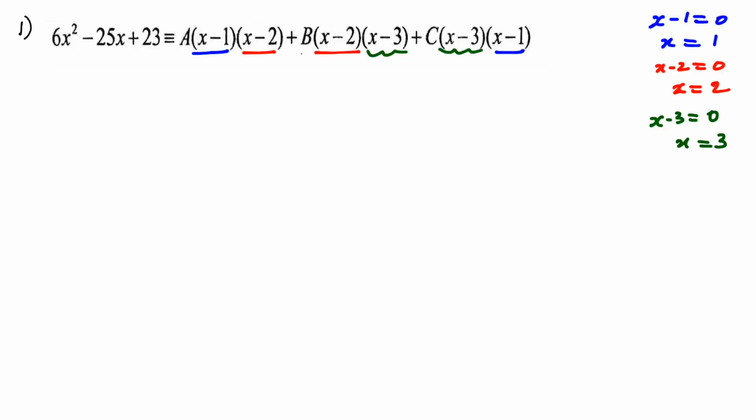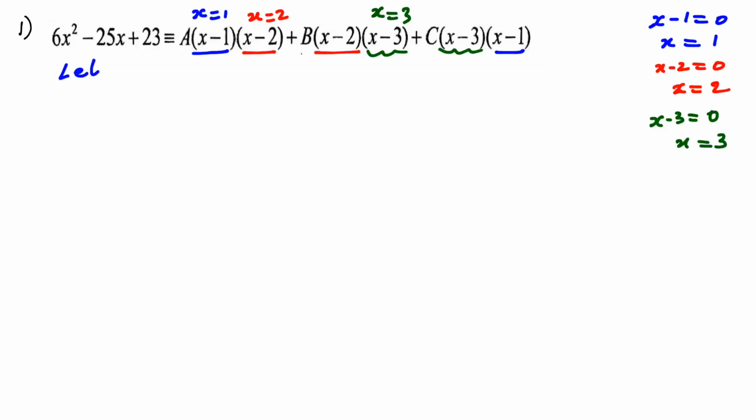Instead of doing like this, we can see that this is x minus 1. So we change the sign. This is negative 1. So we will use x is equal to 1. This is negative 2. So we will use x is equal to 2. If the numbers are repeated, we don't use it. We'll go to the next number. This is x minus 3. So we can use x is equal to 3. We change the signs.